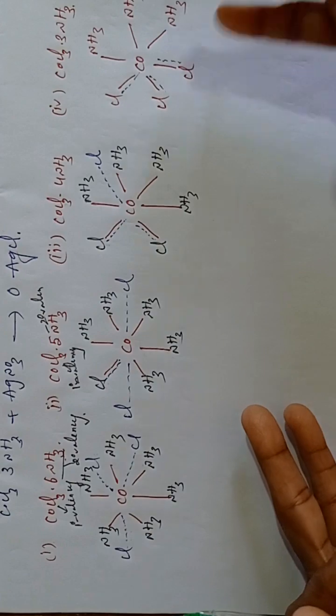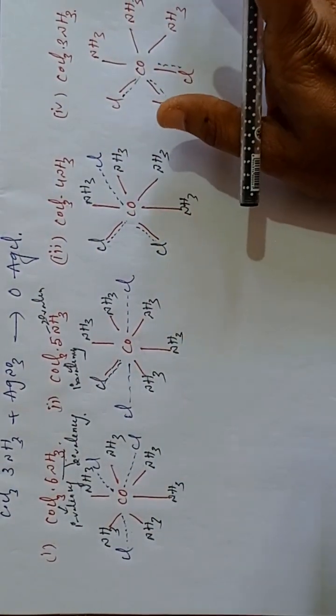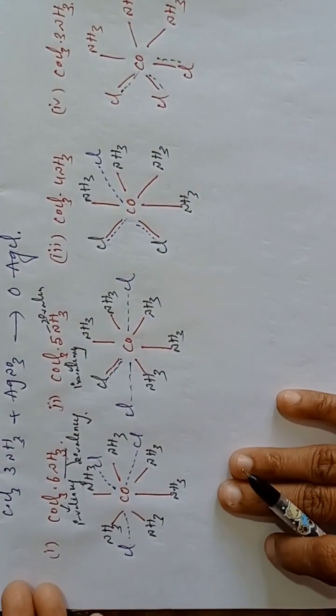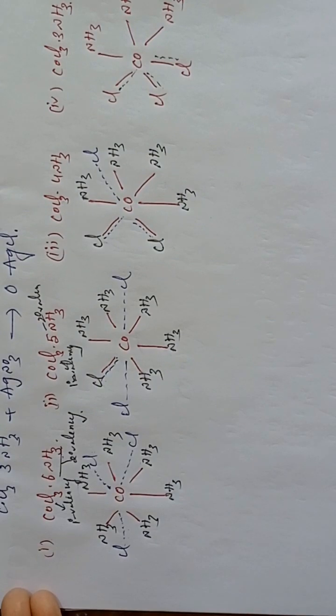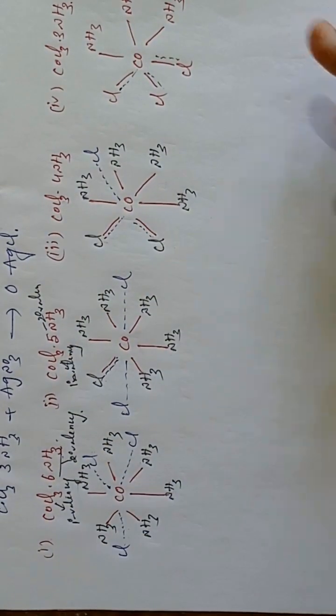Here there are no extra chlorines. Here only coordination number 6 is satisfied. Clear this, students? Coordination number 6 is satisfied. Now how to write, students? Here this is the structure completed.